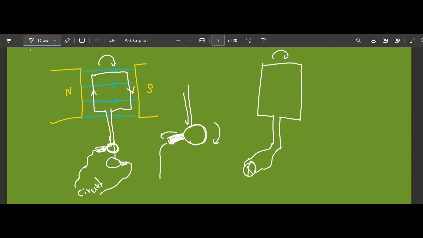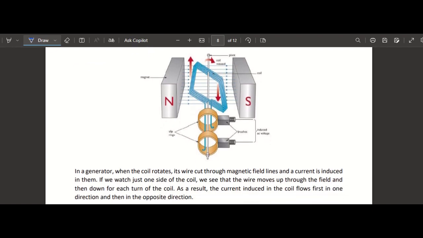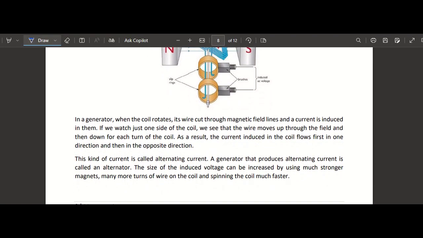So this is again slightly described in the note as well. In the generator, when the coil rotates, its wire cuts through the magnetic field lines and a current is induced in it. Actually, it's voltage that is induced, and voltage is what causes the current. If we watch just one side of the coil, we see that the wire moves up through the field and then down for each turn of the coil. As a result, the current induced in the coil flows first in one direction and then in the opposite direction. This kind of current is called alternating current. A generator that provides alternating current is called an alternator.